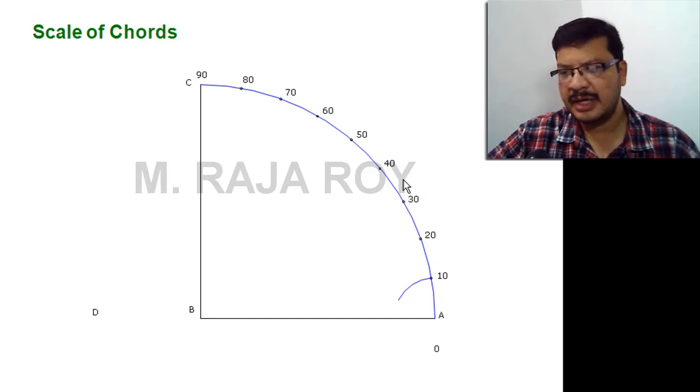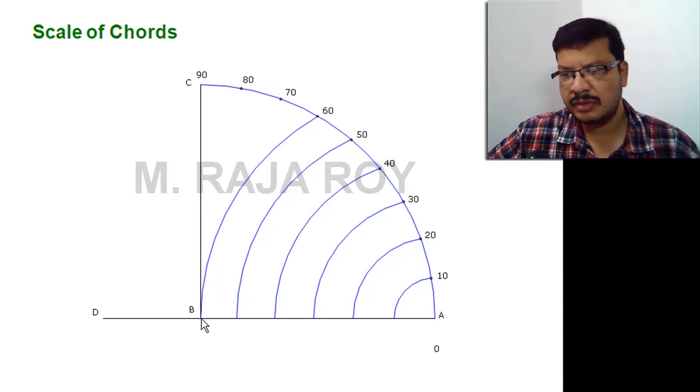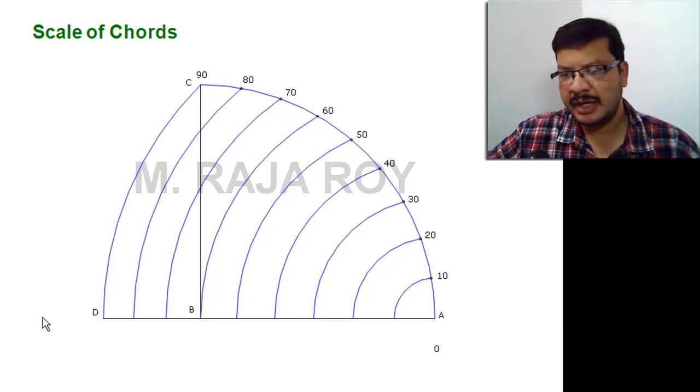Now take A as center, A to 10 as radius, draw an arc. Next take A as center, A to 20 as radius, draw an arc and repeat the procedure up to 90. Here the verification is when you draw the arc from angle 60, that has to meet point B. Next from 70 and 80, to draw the arcs, you have to extend this line AB. Any excess portion is there, erase it and call this endpoint as D.